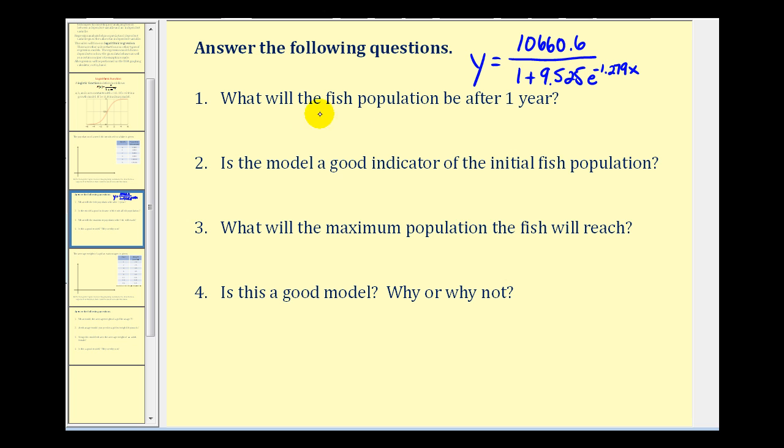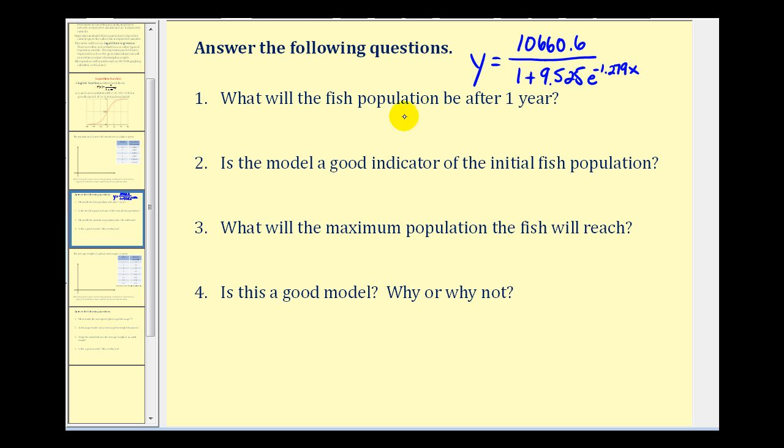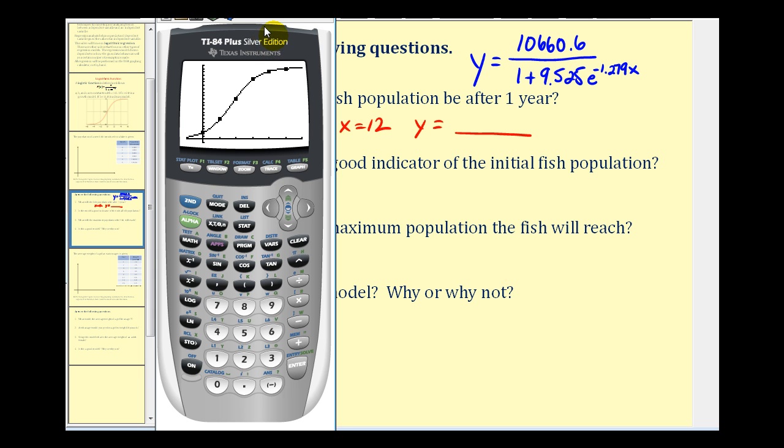First question is, what will the fish population be after 1 year according to our model? Remember that x represents the number of months and y represents the population in thousands. So if we want to know what the population is after 1 year, we want to know when x is equal to 12 for 12 months, what would y be equal to?